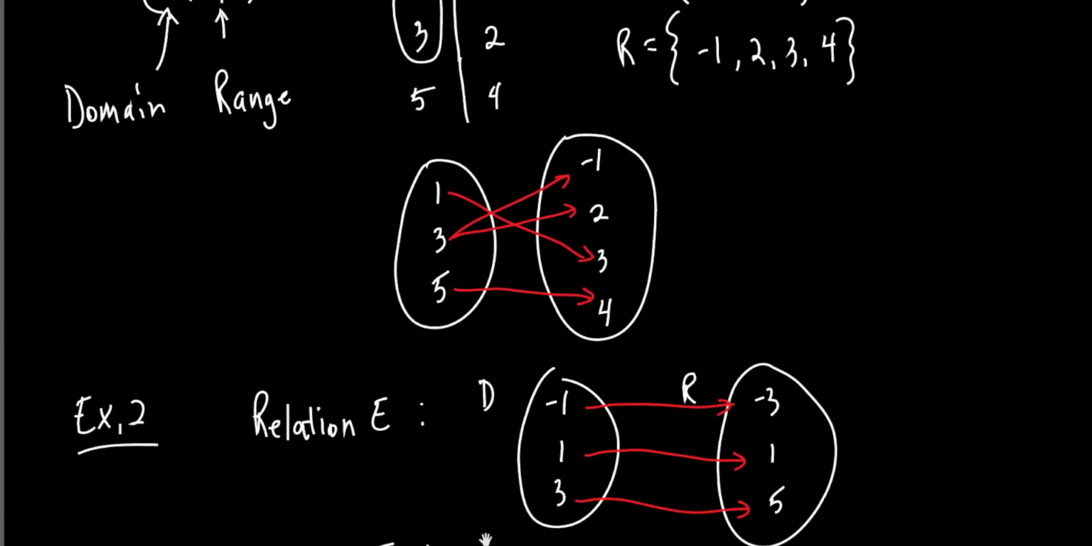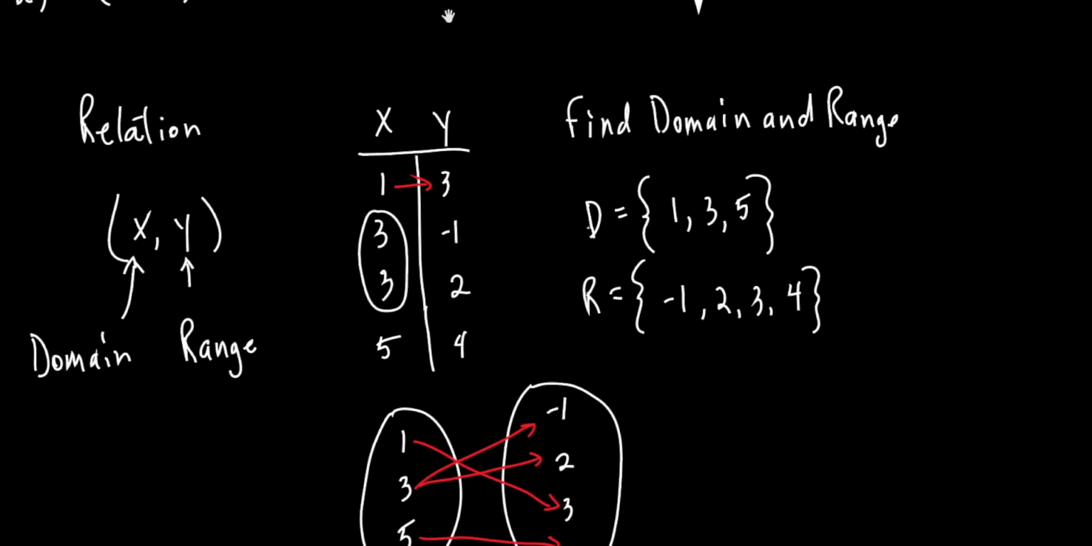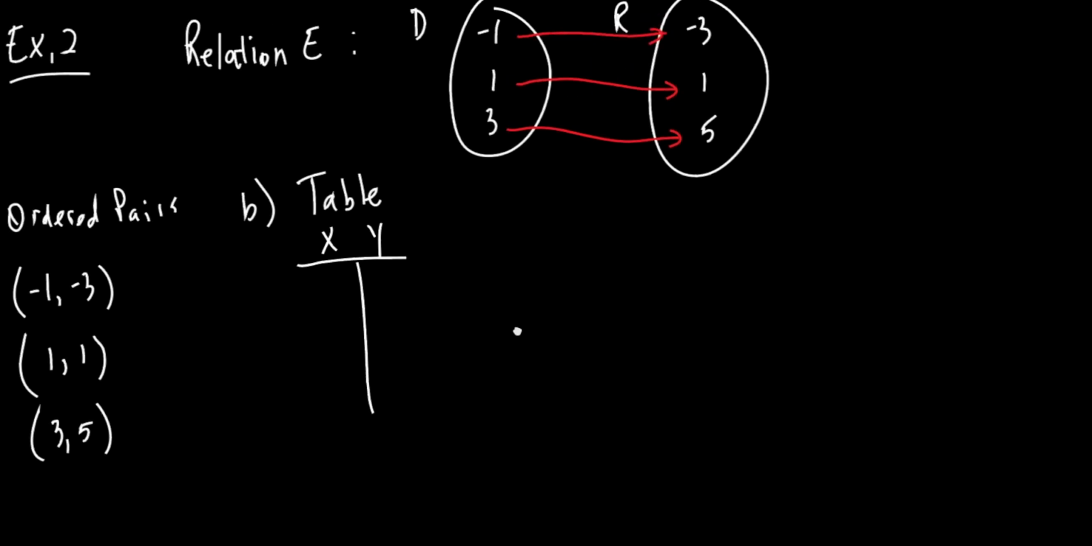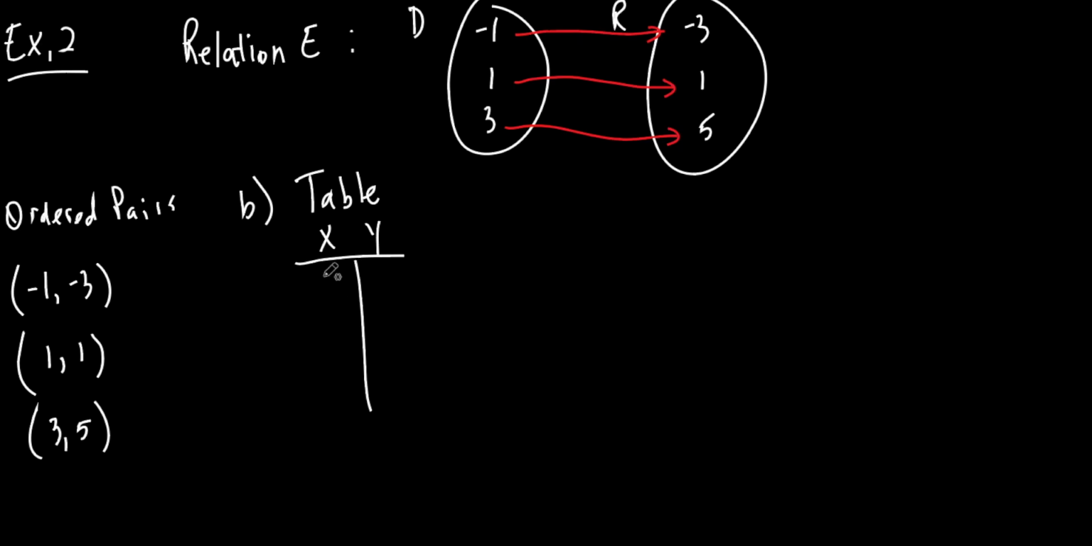What was the table up here? It was this thing, this x and y, going straight down. So let's do a table. I put the x's on the left, the y's over here. Let's scooch this down a little bit. That's pretty easy, right? -1 goes with -3, 1 goes with 1, 3 goes with 5. We wrote it as a table.